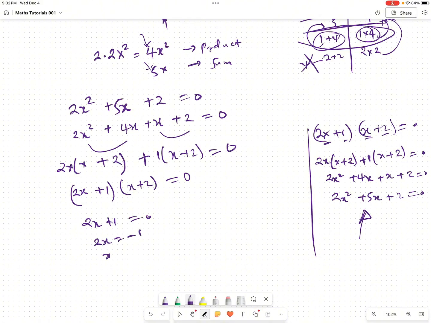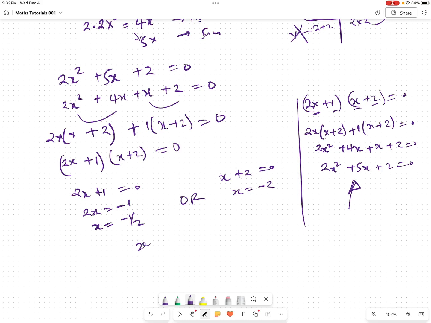2x is equal to minus 1, and our x is equal to minus 1 over 2. Or the second solution will be what is in the second parenthesis, which is x plus 2 is equal to 0, and our x is equal to what? Minus 2. You got it right. And so these are the two solutions of x. x is equal to minus 2, or negative half.